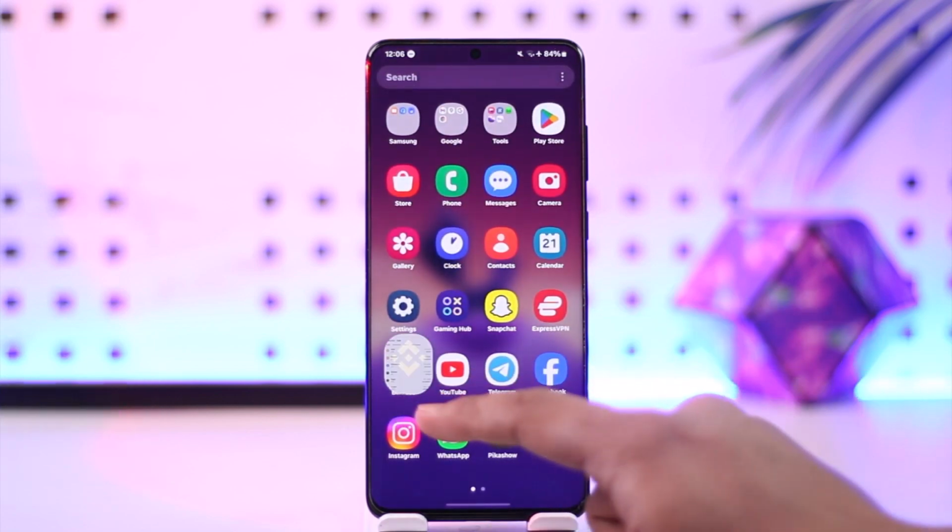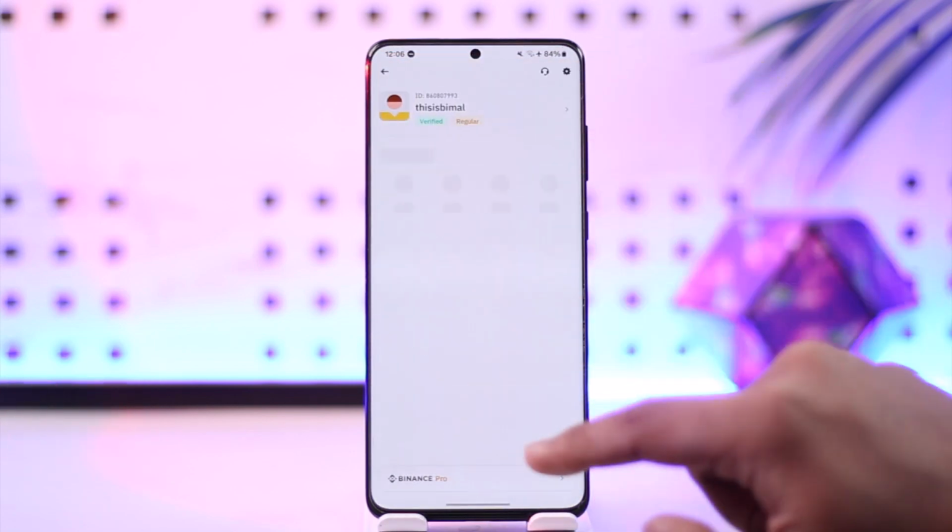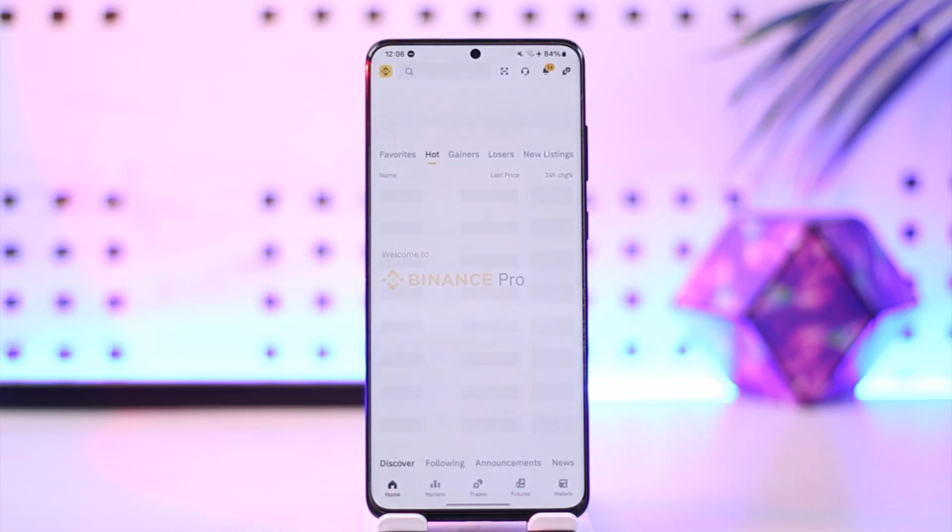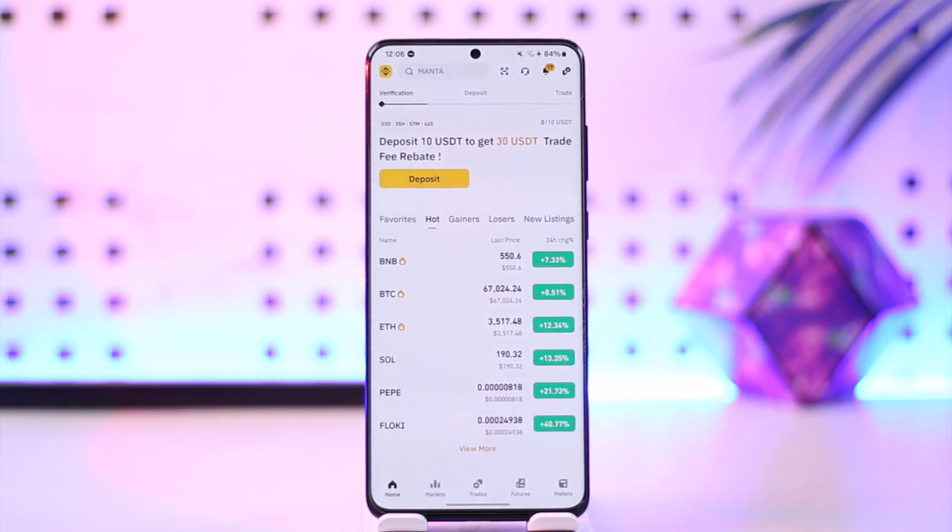So to do futures trading, you can open up Binance and tap this little button and switch to Binance Pro first. Once you switch to Binance Pro, let's begin. Binance Futures is a platform for speculating on the future price movements of cryptocurrencies using futures contracts. These contracts are agreements to buy or sell a certain amount of cryptocurrency at a predetermined price on a specific date. Here's a quick explanation of some of the key concepts to get you started with futures trading.